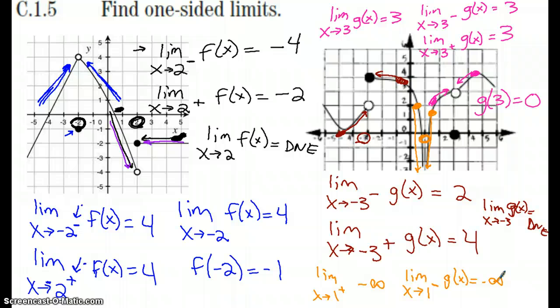I don't know if it's quite proper to put that it equals -infinity because you can't quite quantify infinity. But since both pieces of the function are headed to -infinity, we would say that the two-sided limit is headed to -infinity. So that's kind of a tricky one, but if both pieces of the function are headed to the same place, then go ahead and be confident that that's what the limit would be.